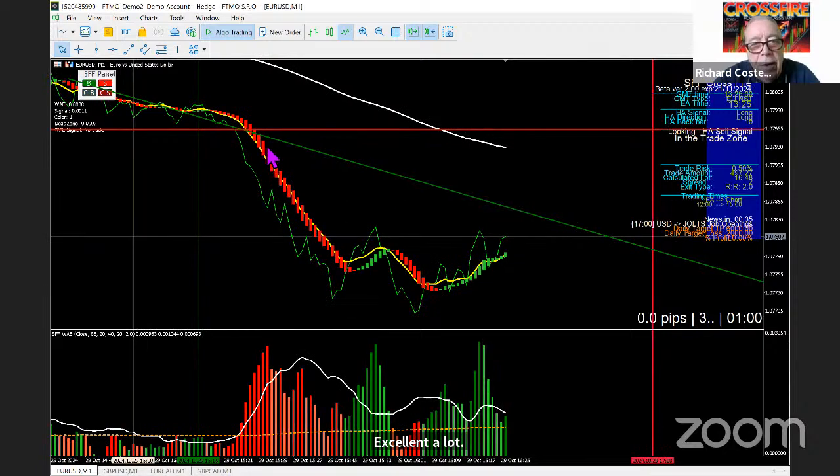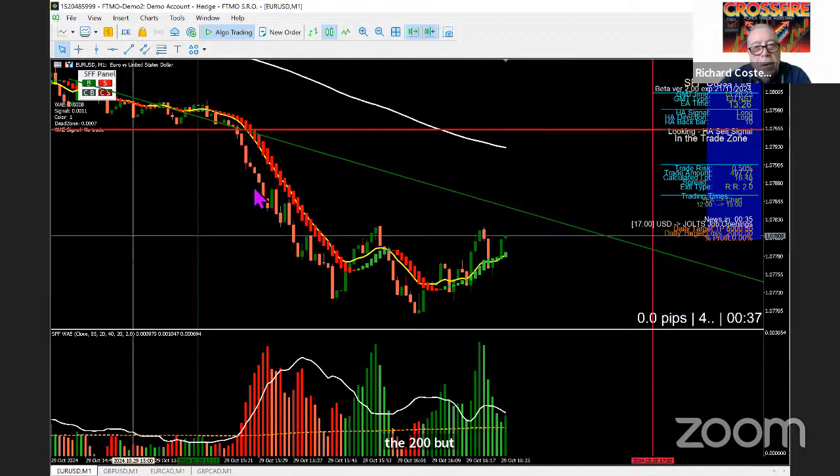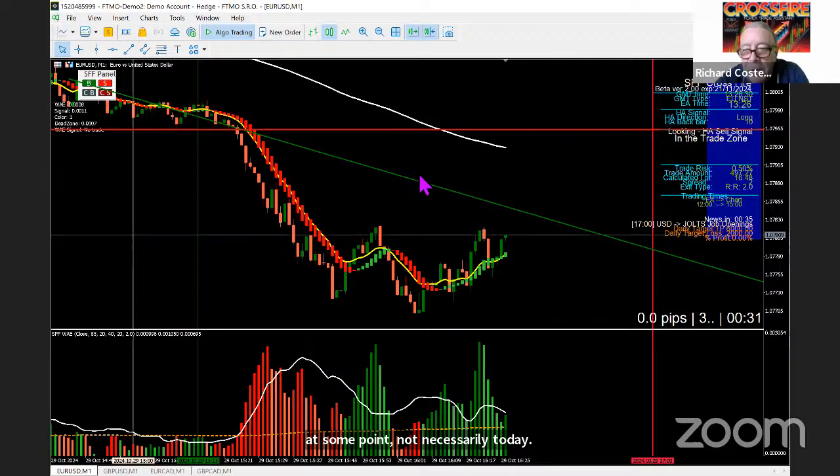Can you see what's going on here? If I put the candles on, I'm sure we'll find there's quite a lot of imbalance in that move here. So this price is likely to go above the green trend line, but then it'll possibly bounce off the 200. But it's got to go back and take out this imbalance at some point, not necessarily today. So if you're going to continue to trade in this afternoon, just keep an eye on that.